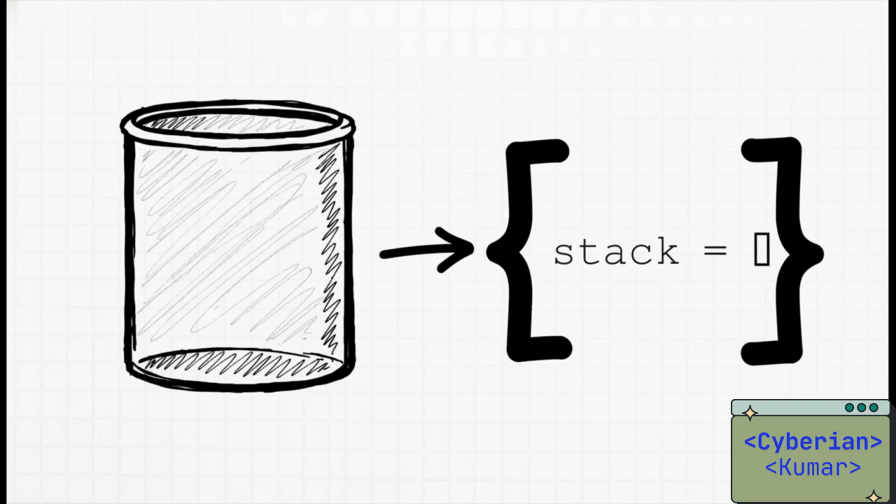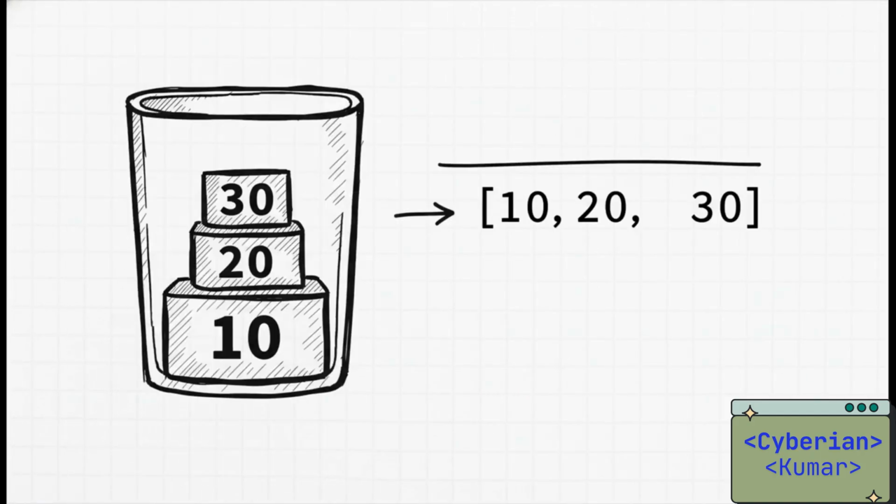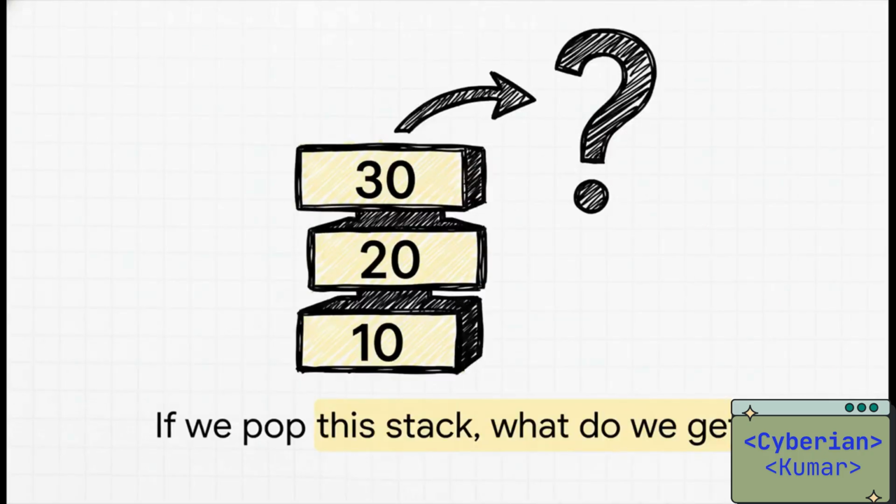We'll run a quick little simulation here. First, we're going to start with a totally empty stack, which, in the world of Python, is just an empty list. Okay, first, let's push the number 10 onto our stack. Next, we'll push 20 so it lands right on top of the 10. And finally, we push 30. So take a look at the order in our list now. It's 10, then 20, then 30. The last number we put in was 30. Remember that.